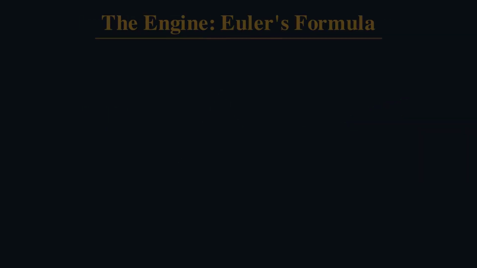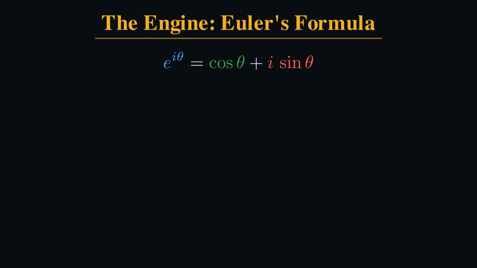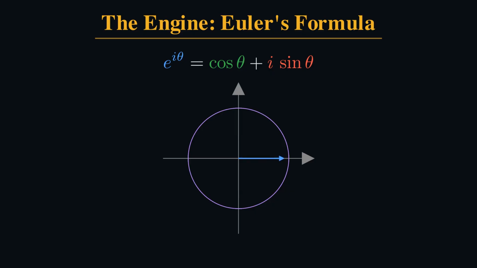The transform's secret engine is Euler's formula, often called the most beautiful equation in mathematics. It says that e to the i theta equals cosine theta plus i sine theta. Geometrically, this is simply a point traveling around the unit circle. As the angle theta grows, the arrow spins. Its shadow on the horizontal axis traces a cosine wave, and its shadow on the vertical axis traces a sine wave. So this one term, e to the i theta, is a perfect, self-contained rotation. It is the spinning hand that the Fourier transform uses to probe a signal for every possible frequency.